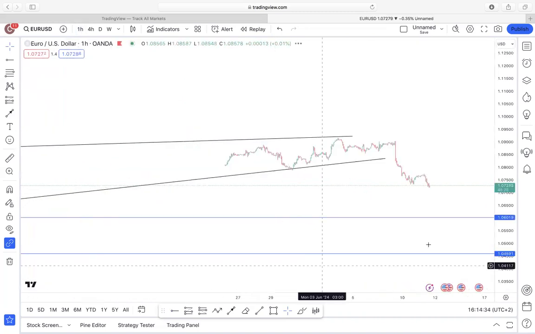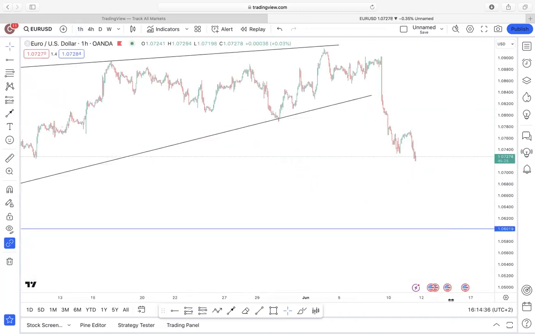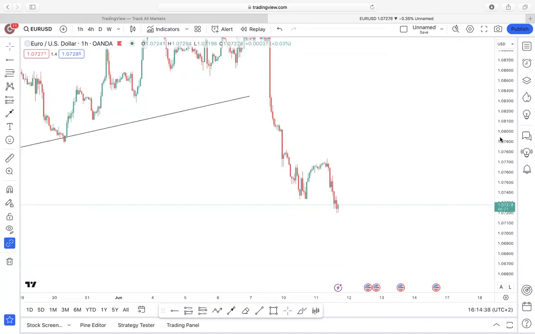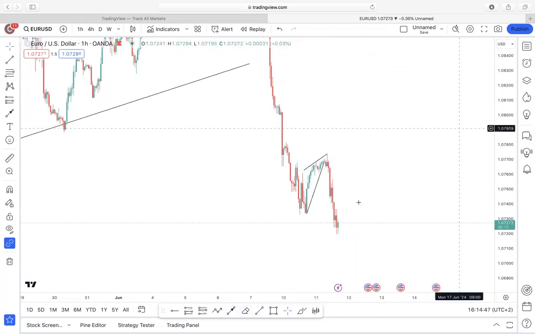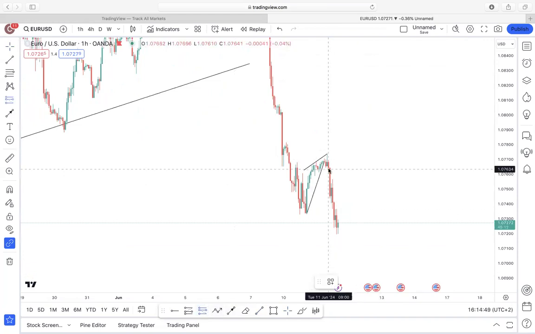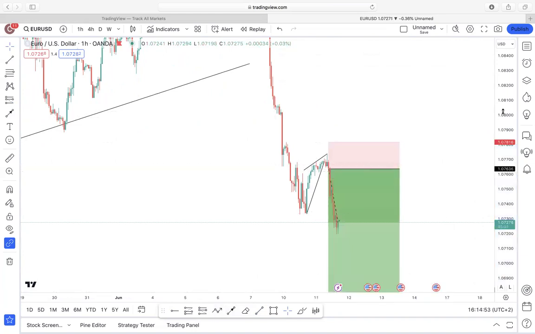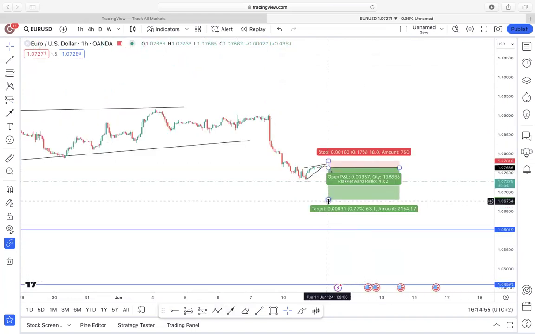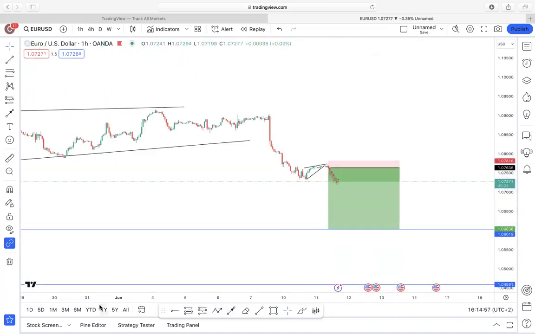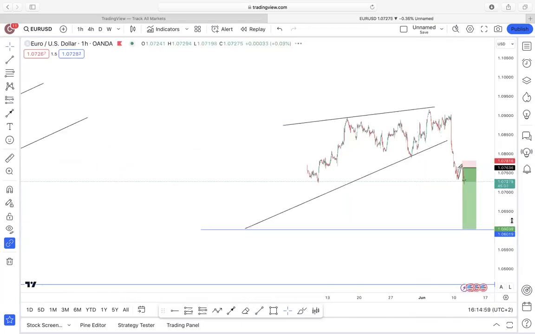All that we're looking for is an entry pattern. An entry pattern in the form of a continuation pattern to the downside only, because the trend is trending to the downside. So this was our first entry. I did send this one. This is how we were looking at it, and this is how we executed. As you can see, currently we are running some profits on this pair. So that is it on euro dollar.